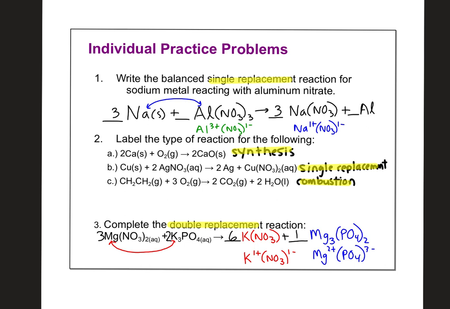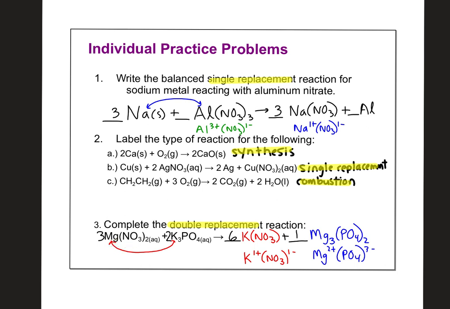Label the type of reaction. So I have small pieces making one compound, that's synthesis. I have an element with an ionic compound, a new element with a new compound, that's Mr. Steal Your Girl, single replacement. I have a hydrocarbon, some number of carbon bonded to some number of hydrogen with oxygen making CO2 and H2O. That is always combustion.